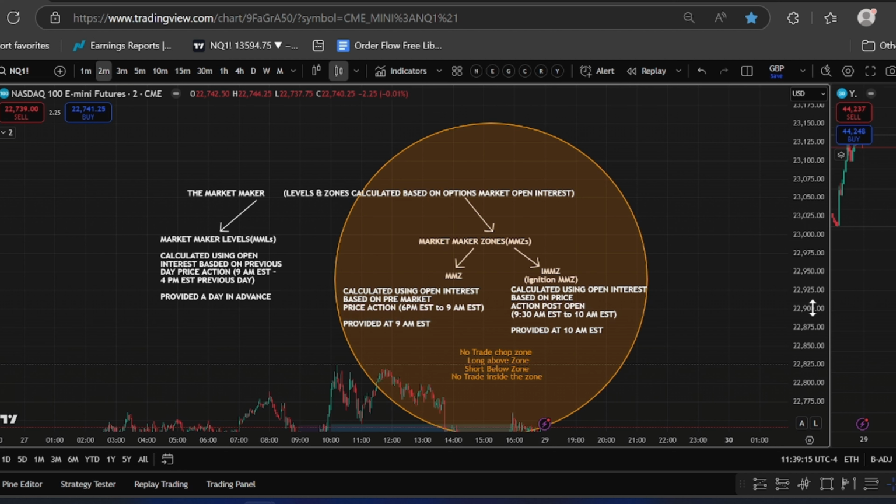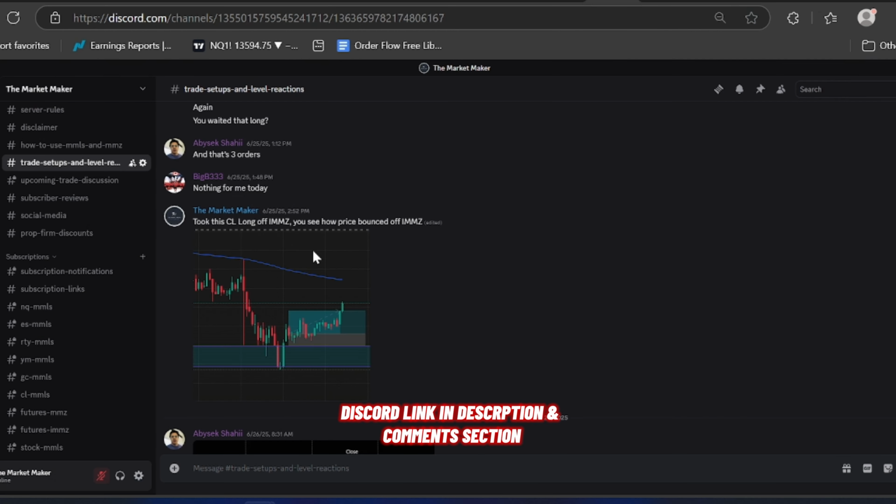The MMZ is based on the open interest that develops in the market based on the pre-market price action, from 6 p.m. Eastern time, when the futures market opens, until 9 a.m. Eastern time. Whatever open interest develops, I provide this zone to you at 9 a.m. Eastern time. And then the IMMZ is from 9:30 a.m. to 10 a.m. Whatever price action happens and whatever open interest develops in the market, I provide a zone to you at 10 a.m. Eastern time.